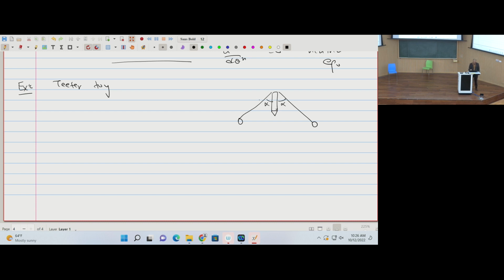You have a pivot. Everything is almost massless except the two masses m, each symmetrically placed, attached with a rod to the pivot, and the angle is alpha on both sides. Symmetrical system. And this is balanced on a surface.